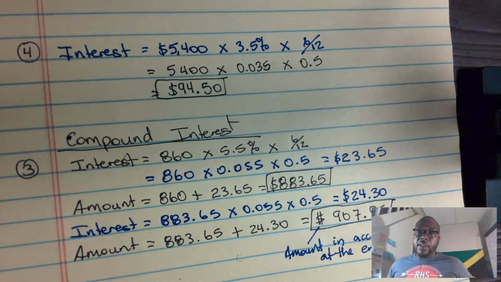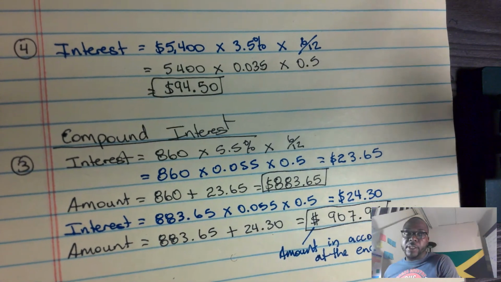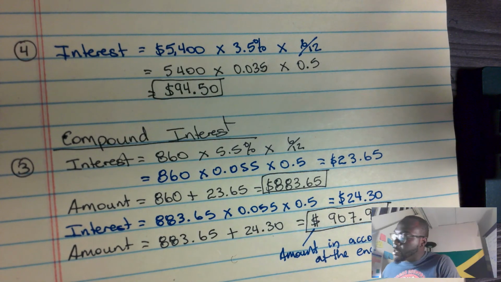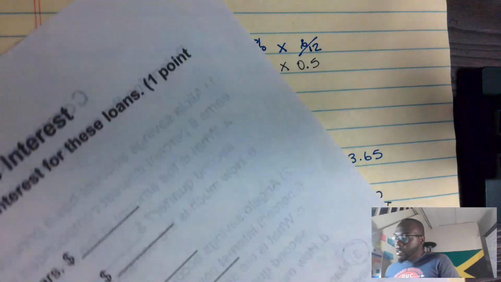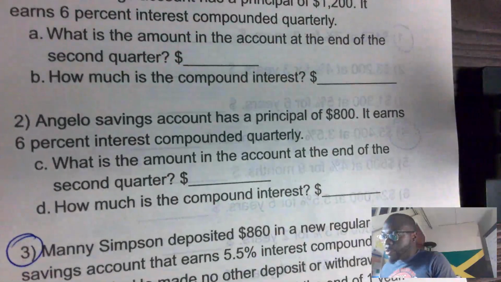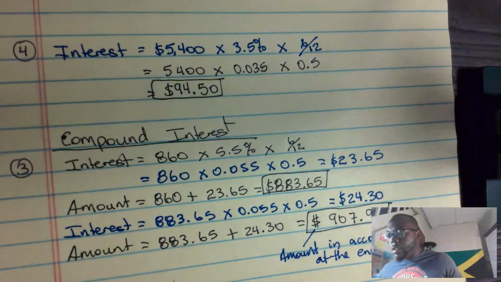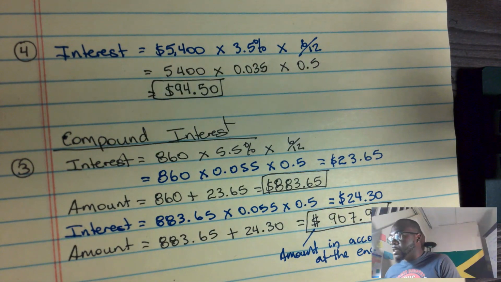If you have any questions, please feel free to reach out to me. Send me a message on GChat, or come to office hours, and I'll be happy to help you with this. You have 8 additional simple interest problems that you will complete, and then 3 compound interest problems that you will have to complete. Make sure you do the Do Now activity, which will be used as a grade.